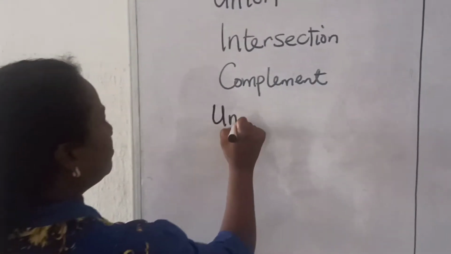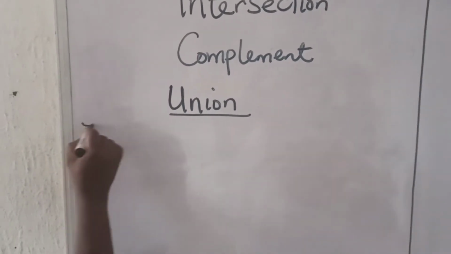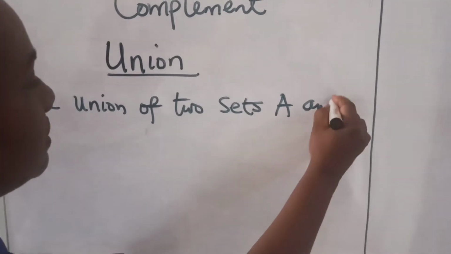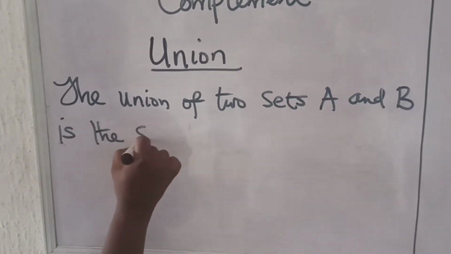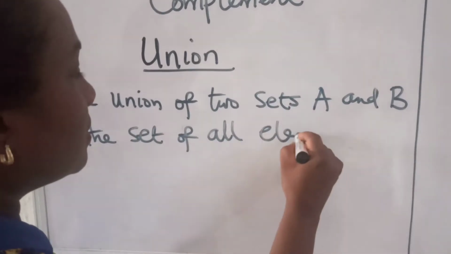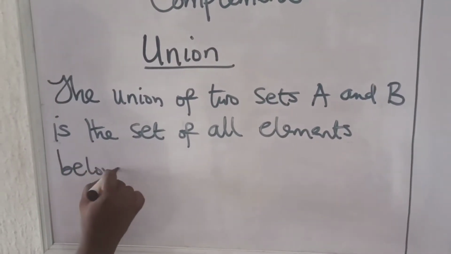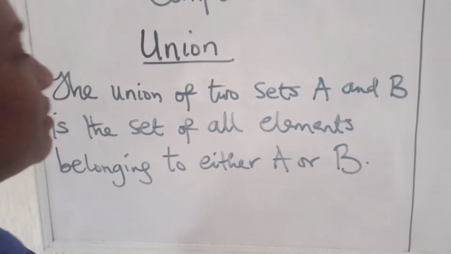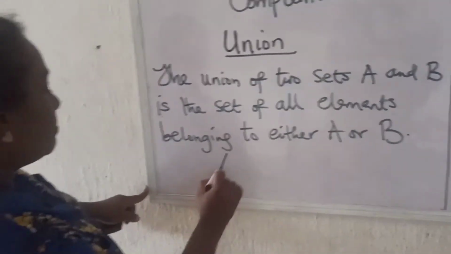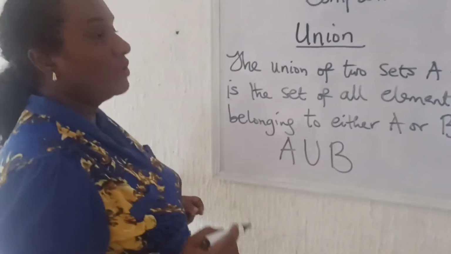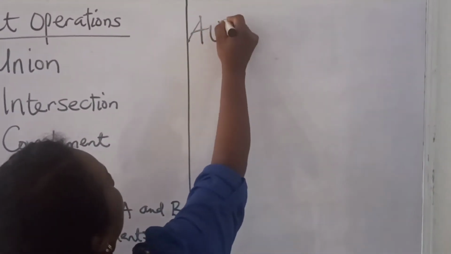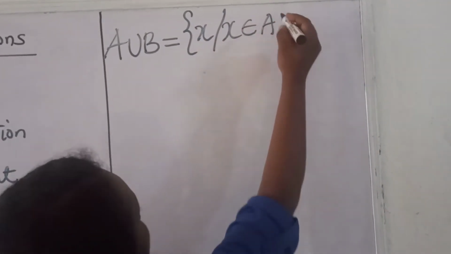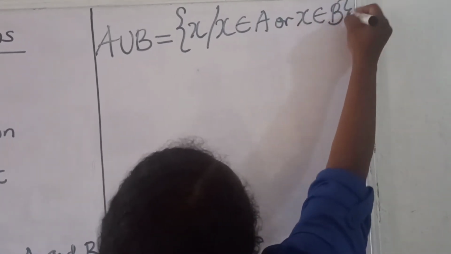First is the union. The union of two sets A and B is the set of all elements belonging to either A or B. The union of two sets A and B is denoted by A union B. And we define A union B as the set of all x such that x belongs to A or x belongs to B. So that is it for union.